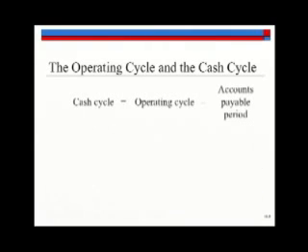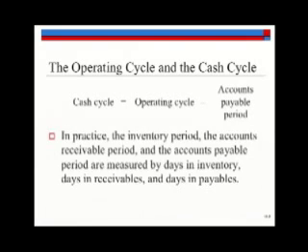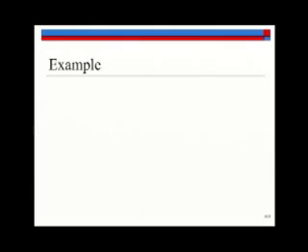All right, so the cash cycle is equal to the operating cycle minus the accounts payable period. And remember, the operating cycle is equal to the inventory cycle plus the accounts receivable cycle. In practice, the inventory period, the accounts receivable period, and the accounts payable period are measured in days. Days in inventory, days in receivables, and days in payables. And those are standard ratios. Days receivables, for instance, we say DSO, days receivables outstanding, DRO.